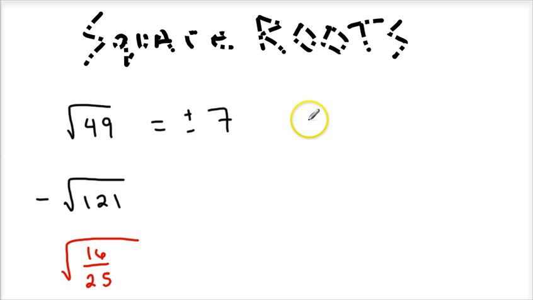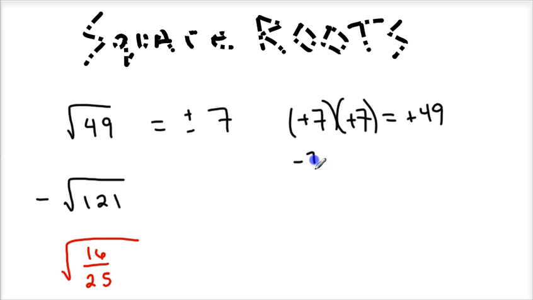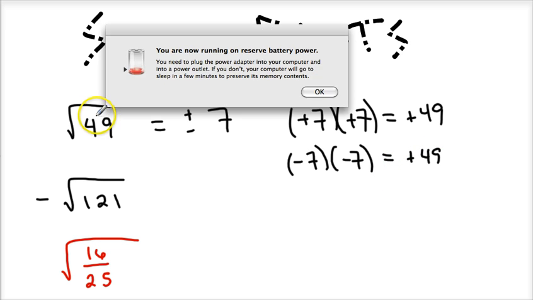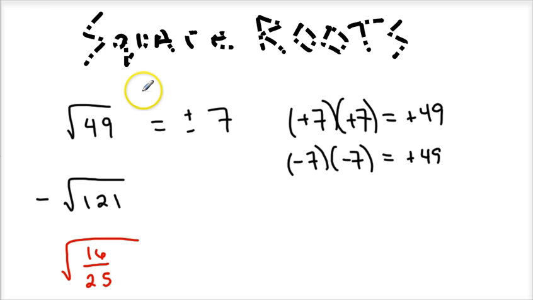And the reason is if you take positive 7 and you multiply by positive 7, you get an answer of positive what? Positive 49. Or, on the flip side, if you take negative 7 times negative 7, what is your answer? Again, positive 49. So the square root of a number can be the positive or the negative.